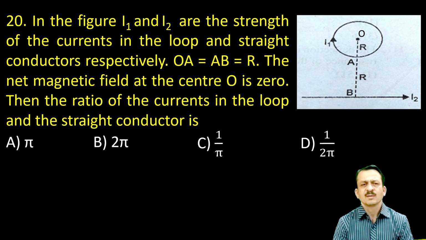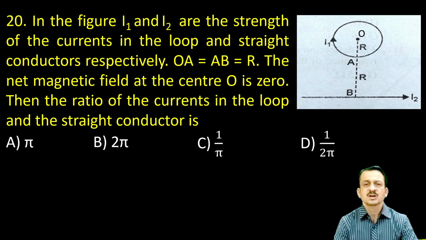Now look at the diagram. They have given a circular loop carrying a current I1 having a radius R, and there is a straight conductor carrying a current I2, which is at a distance of, look at the diagram and given data, R plus R, it is 2R. Now they have given the net magnetic field at the center is 0. That is, the magnetic field due to the circular loop and the magnetic field due to the conductor are equal and opposite.